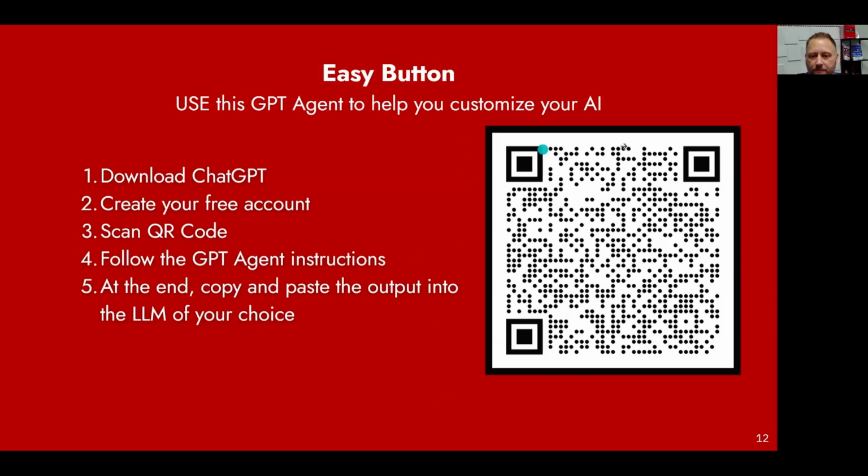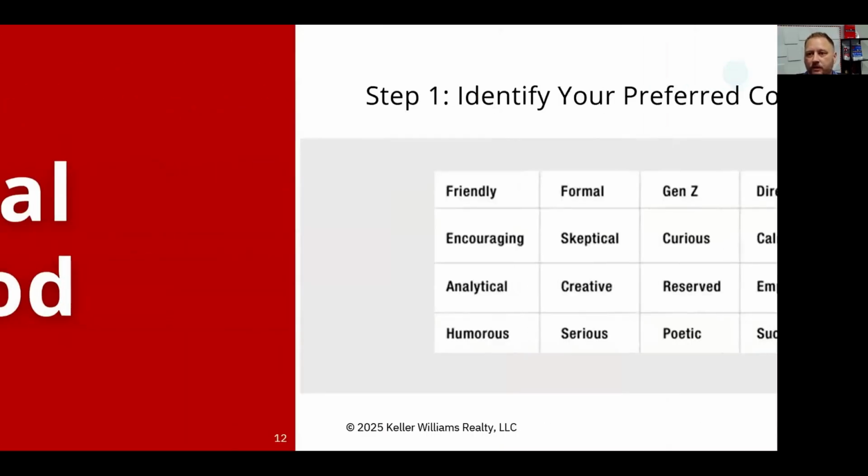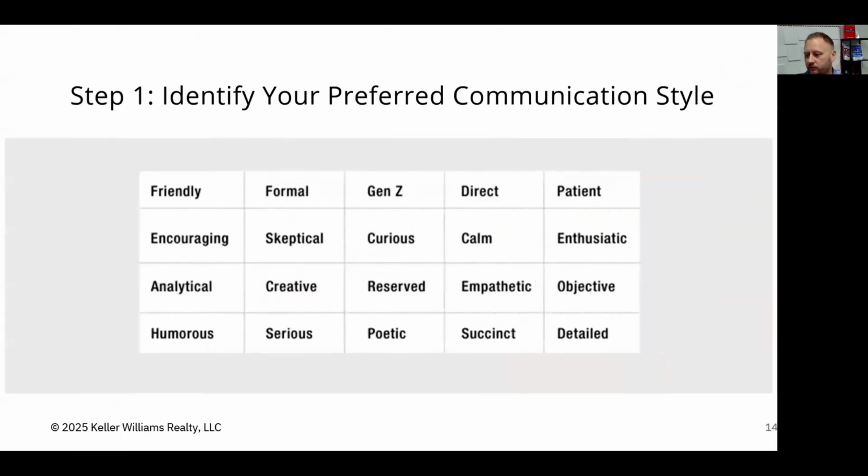All right. So we're doing the manual method in this room. What we're going to do is first start off by identifying your preferred communication style. So think about it when you're talking to your assistant. How would you like your assistant to talk to you? If you had somebody sitting right next to you who's going to learn everything from you, how would you want them to talk to you?